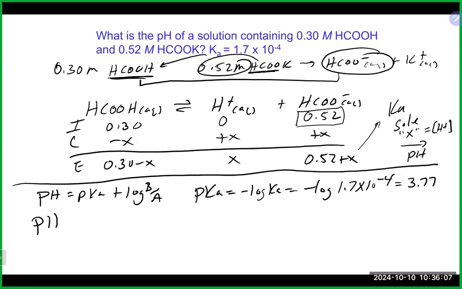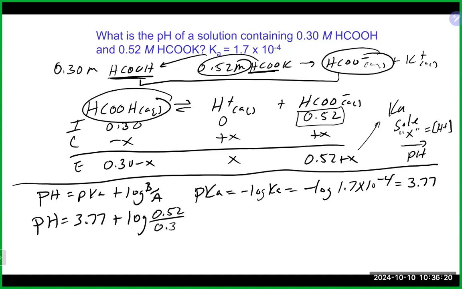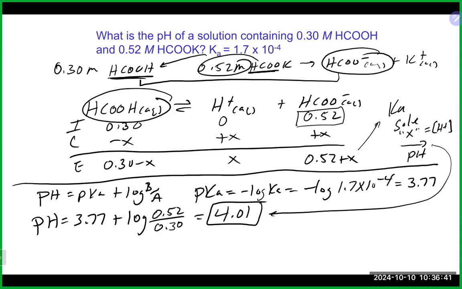That means that the pH in this case would be 3.77 plus the log. Once again, this guy with the extra hydrogen is going to be my acid. If you're not sure, that means the other guy will be my base. So the 0.52 over the 0.3 in this case. So 0.52 divided by 0.3, take a little log of it, add it to 3.77. And like a 4.01 would be our pH in this case. And again, if you go through the process there with the ice table, you should end up basically there as well. Any questions on that there?